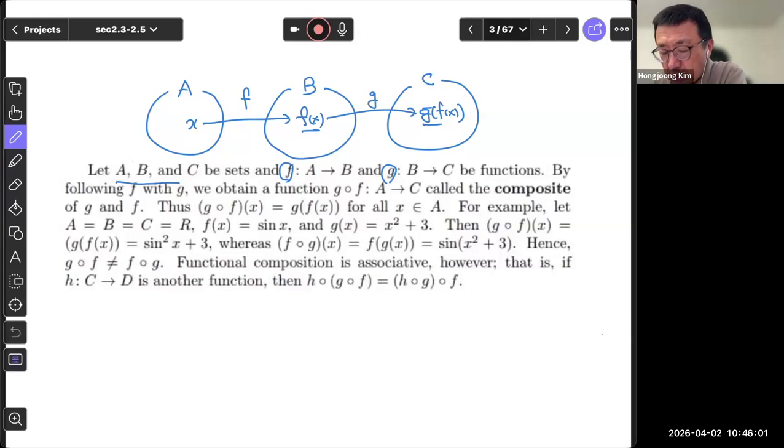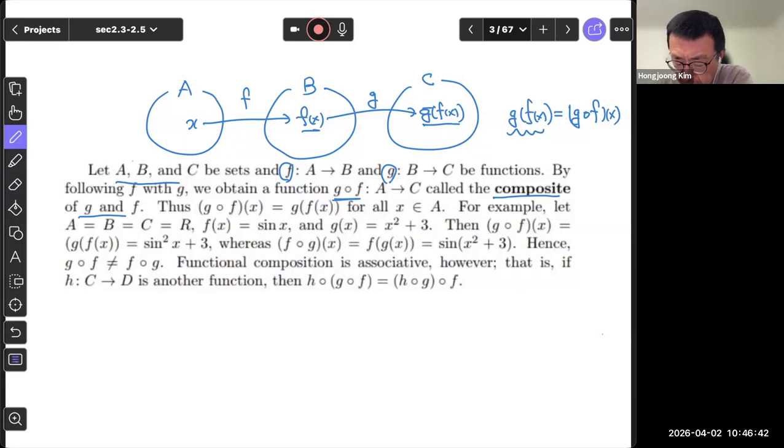So this image, g of f of x, that is called the composite of two functions, g and f. So g of f of x is the image of f of x, and usually that is denoted by g circle f of x. So this g circle f is representing this one, and that is called the composite of g and f.